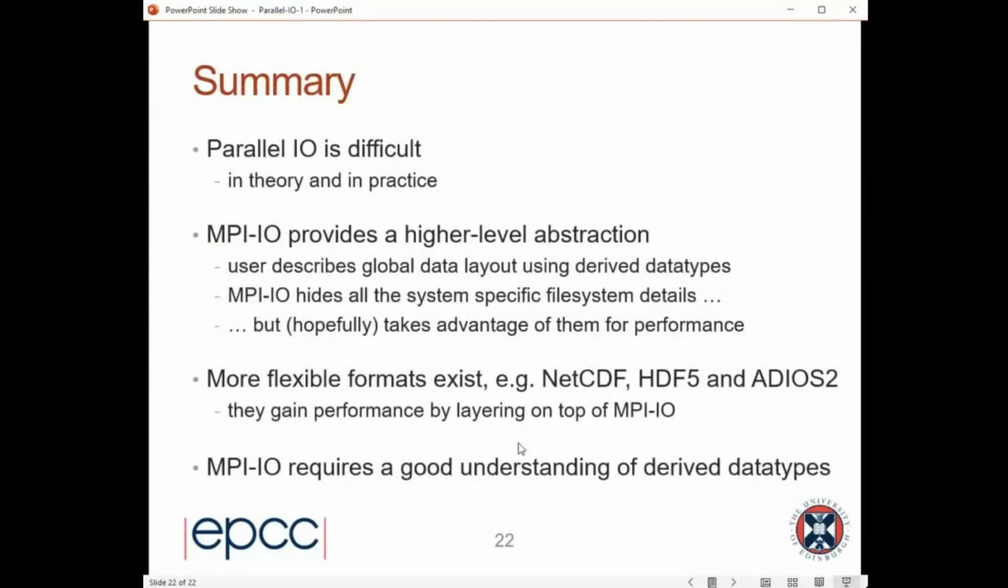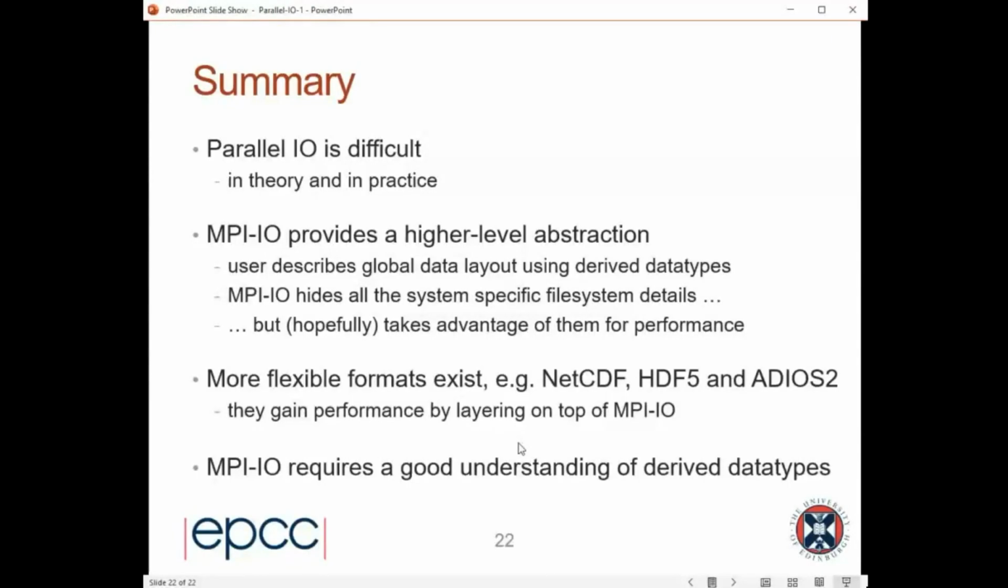So, summary: parallel I/O is difficult in theory and in practice. MPI-IO provides a high level abstraction, where, as I said, you use derived data types to describe how your local data maps to the global data. MPI hides all the system specific details. It's portable to different systems, but hopefully at runtime takes advantage of whatever your local file system is to get good performance. We'll see MPI-IO is quite a raw format. It doesn't give you much help.